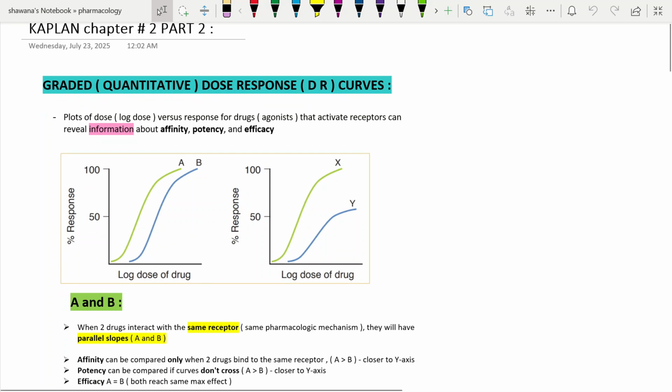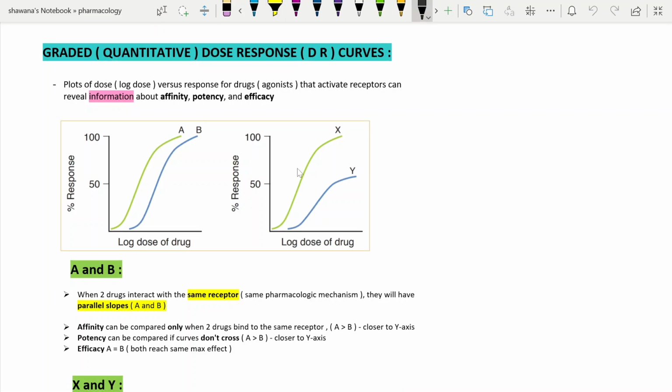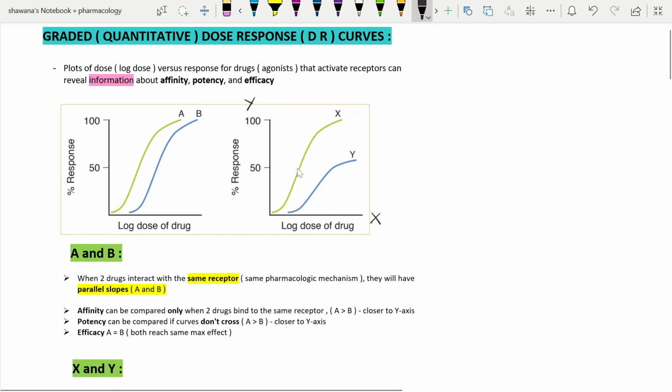First of all, we are going to discuss the dose response curve, also known as the graded or quantitative dose response curve, in which on the x-axis we plot the dose of the drug, and on the y-axis we plot the response, or the percentage of the response, that we are obtaining from that particular drug. So we plot the dose or log dose versus the response for drugs, i.e. the agonists. The agonist activates the receptors, and we can then gain information about the affinity, potency, and efficacy of that agonist.